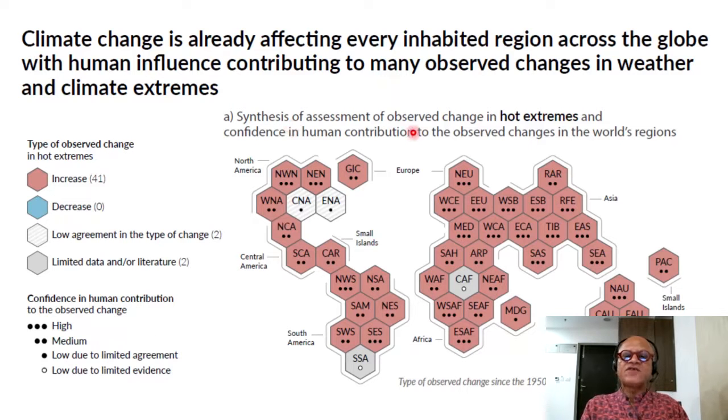So this is the synthesis of assessment of observed change in hot extremes and confidence in human contribution to the observed change in the world's regions. Again, split into North America, Central America, South America, Africa, Europe, including Greenland, Asia, Pacific Small Islands, and Australasia. And I won't go through all of them, but in lots of places in the observed change of hot extremes, there is high confidence in large regions, including South Asia, for example, which includes India and its neighborhood.